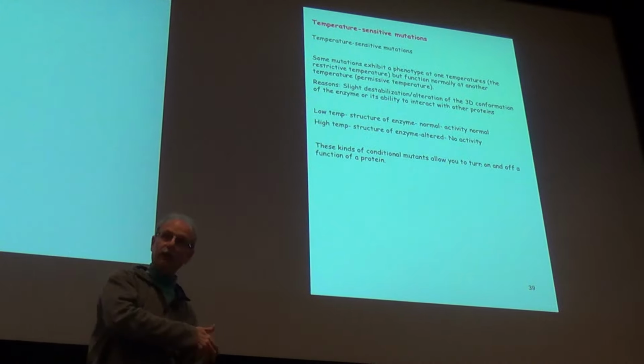So they exhibit a phenotype at one temperature, but they are normal at a totally different temperature. Now you can have an enzyme or a gene that is functional at a low temperature and inactive at a high temperature, or vice versa. It could be the other way around. Correct? So it could go both directions. It's not just that it always is functional at high temperature and inactive at low temperature. It can go in either direction.